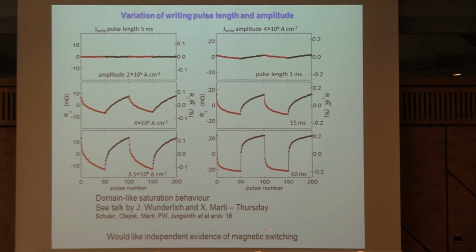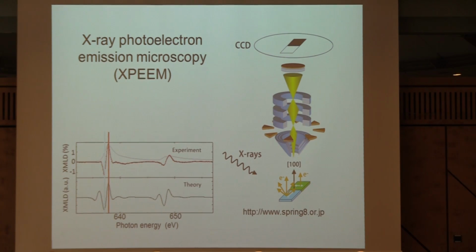But we would like to see independent evidence of the magnetic switching, and this was not in small part motivated by the referee's desire to also see this. And one of the ways to do this, so this is essentially part 2 of the talk, is to look at this with a technique called X-ray photoelectron emission microscopy. What we do here is we take it to a synchrotron facility, and you use linearly polarized light to probe a particular transition. In this case, we're looking at the manganese 2p to 3d transition.